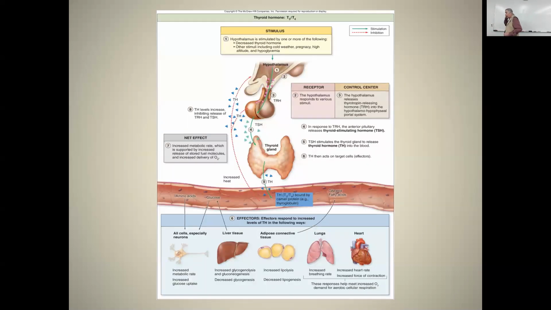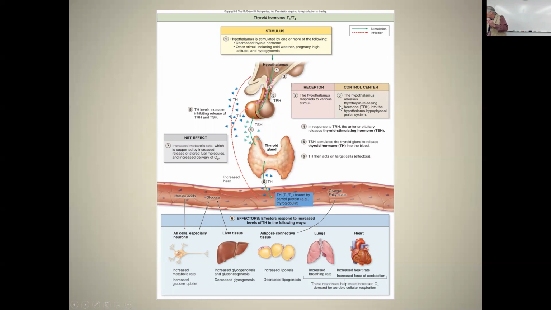So there's the, and remember, the thyroid gland is one of these axes that has triple hormones. Starting off with the stimulus, one or more things that stimulate decreased thyroid hormone. Other stimuli include cold weather, as I mentioned, pregnancy, and pregnancy is misspelled there, I think. High altitude and hypoglycemia. Because this is one hormone that actually raises blood glucose. We're going to find out that there's lots of hormones that raise blood glucose. Okay.